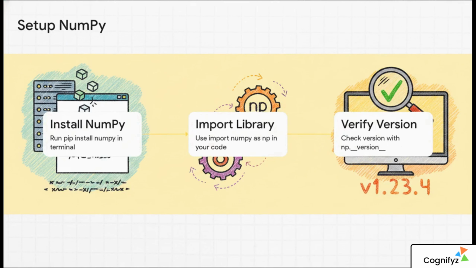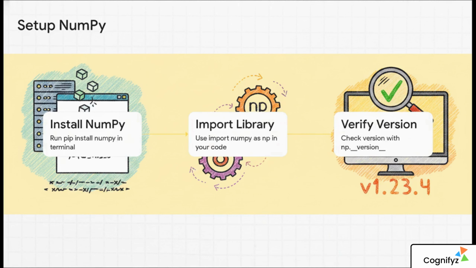Moving right along to Section 2, Setup and Creating Arrays. Let's get our hands dirty right away. If you're coding along with me, I highly encourage you to hit pause on this explainer right now and type these 3 exact commands into your terminal or your notebook. First up, install the library by typing pip install numpy. Second, bring it into your project with import numpy as np. That np part, that's the universal industry standard alias. Literally everyone uses it, so you definitely should too.